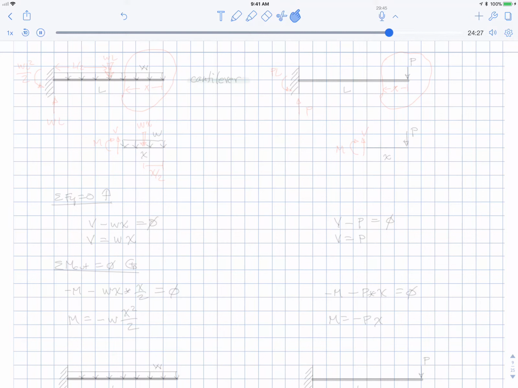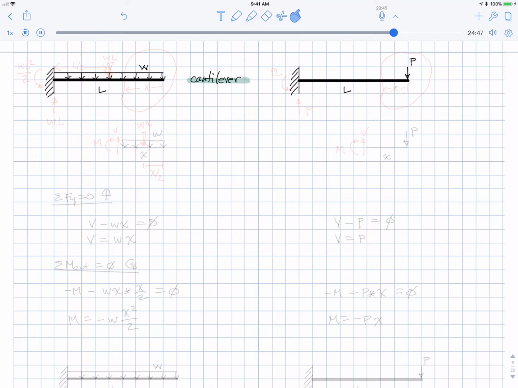Before we move on to our next topic, I want to do two more examples, and to save time, I'm going to do them in parallel. These types of beams, where they're fixed on one end, they have a special name. These are called cantilever beams. Okay, so cantilever beams.